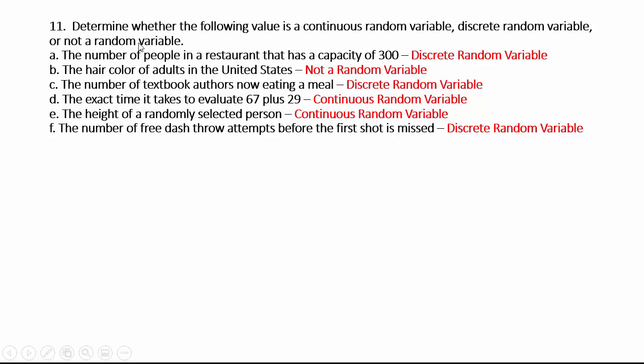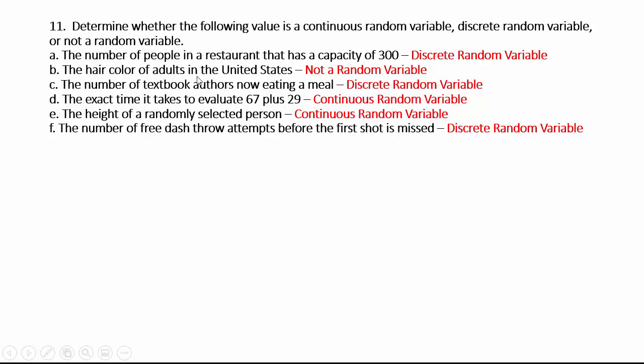All right, this one I'm hoping you're already pretty good at, but just really quickly, determine whether the following value is a continuous random variable, a discrete random variable, or not a random variable. And just note, to tell the difference here, almost always when you see this number of, you're going to have a discrete random variable. So the number of people in a restaurant that has a capacity of 300, right? That's going to be a number, so call it a random variable, and that number will come in whole units. You don't have like 0.75 of a person or anything. So this is a discrete random variable.